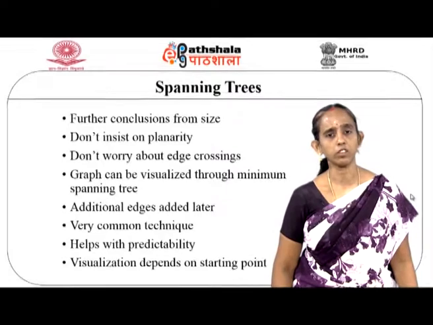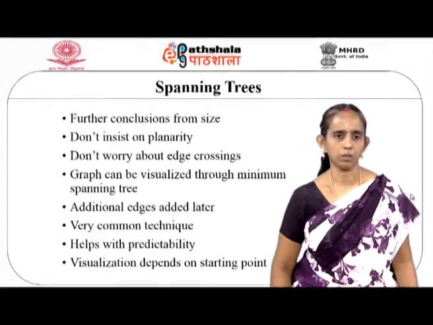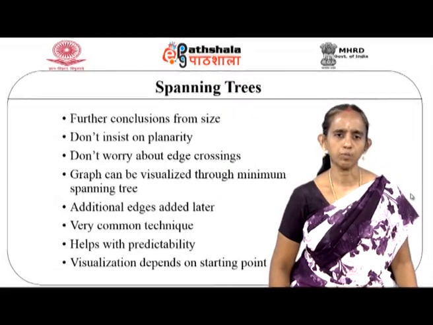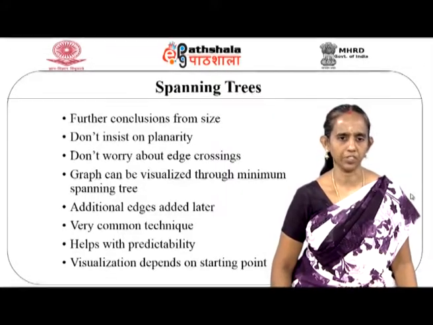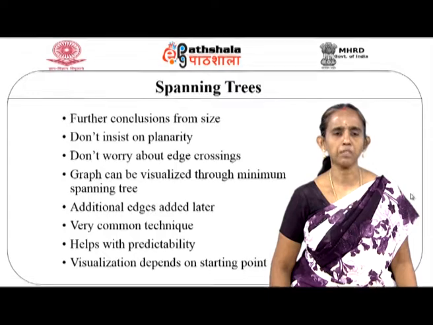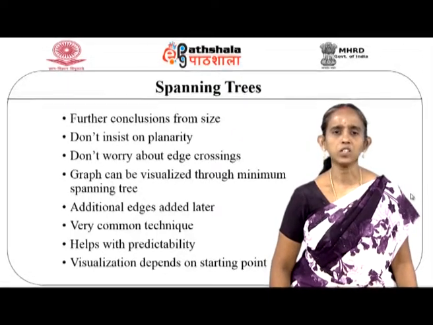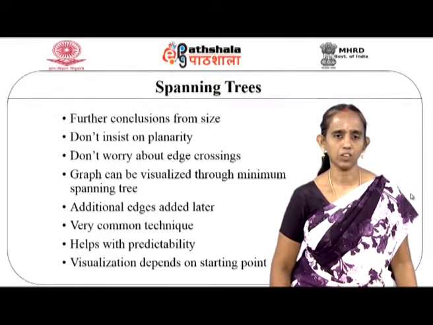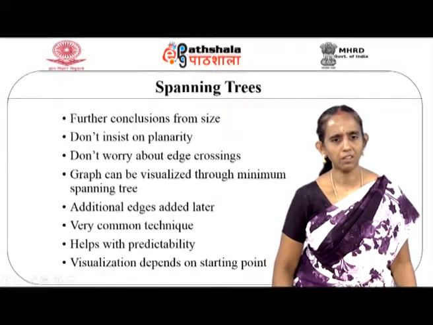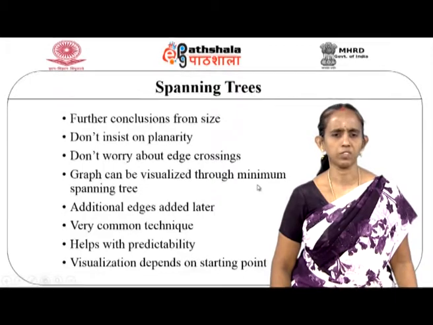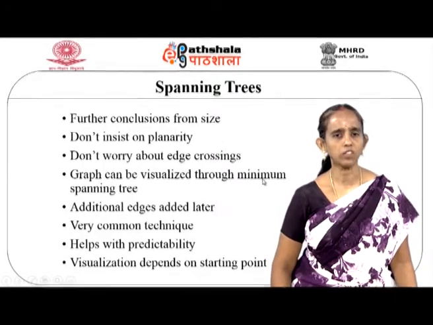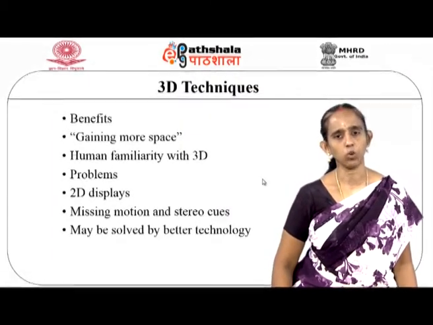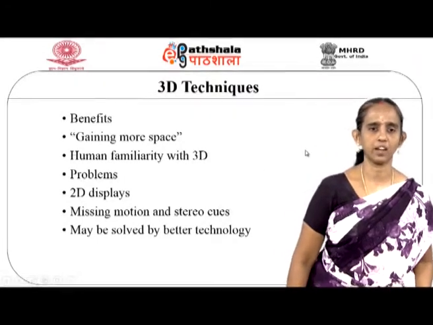You have something called spanning trees, where you don't insist on the planarity of the graph, and these kinds of spanning trees also don't worry about edge crossings. These kinds of graphs can be visualized through minimum spanning trees. Additional edges can be added later to these spanning trees. It is a very common technique used to represent the entire graph data. It helps to some extent with predictability issues, and the visualization for these spanning trees depends on the starting point. 3D techniques are also applied to visualize the graph data as such.